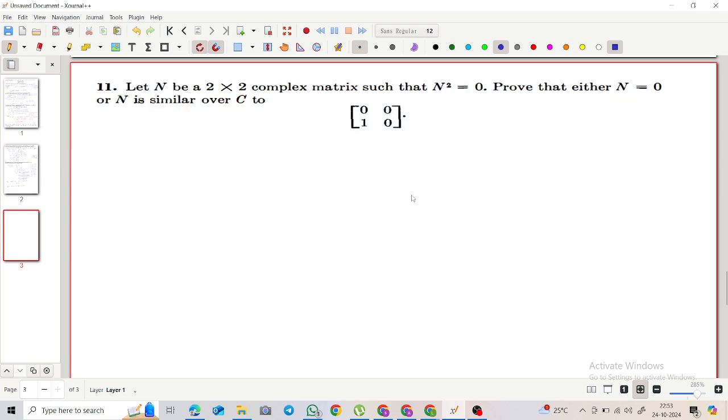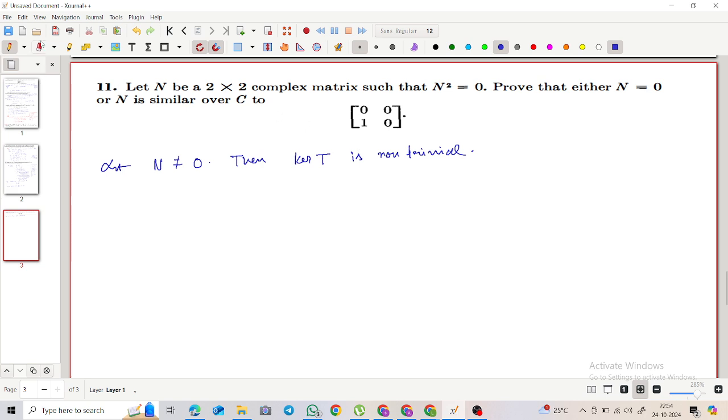Okay. So N is a 2 cross 2 complex matrix such that N square is 0. Prove that either N equals 0 or N is similar to [0 1; 0 0]. So let N be not 0. Then N is not a 0 matrix, right? So kernel T is non-trivial. Is it clear? Ognidipto and Divya, is it clear?